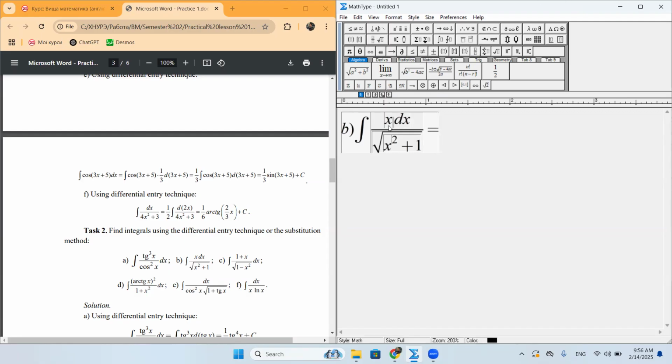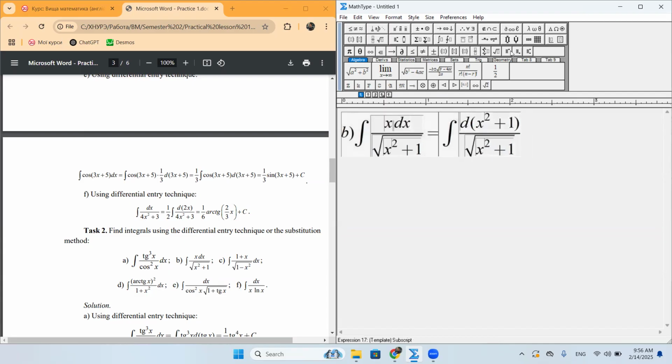Okay, so what do we have in the numerator? It is actually half of the differential of this expression that is under the square root. Let me just copy and paste it, so it can be rewritten in such form.